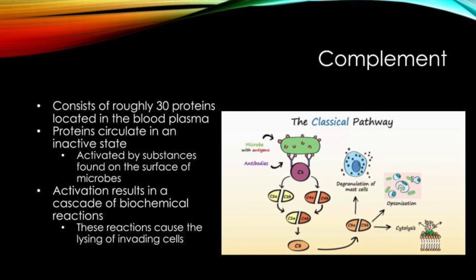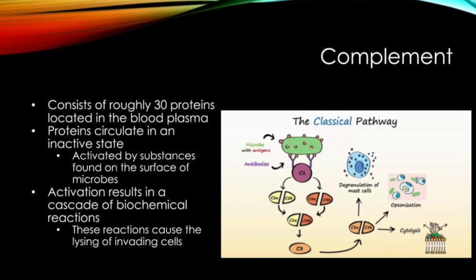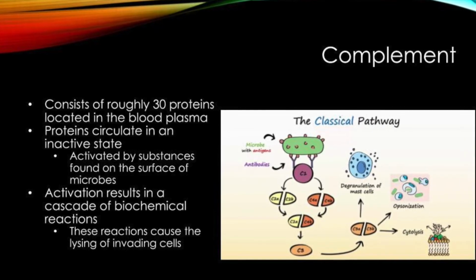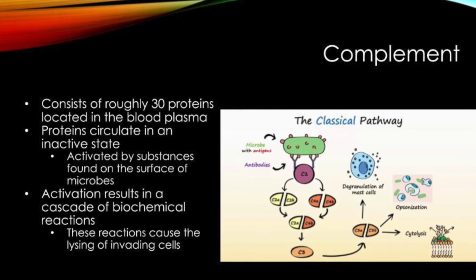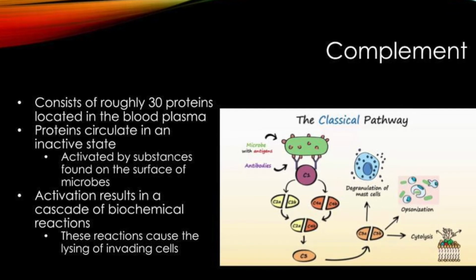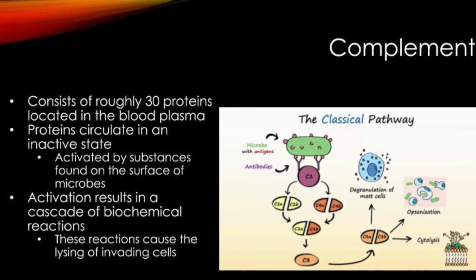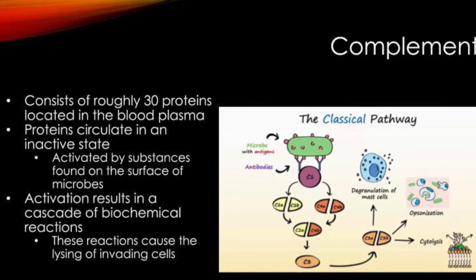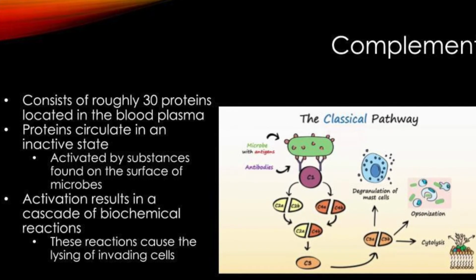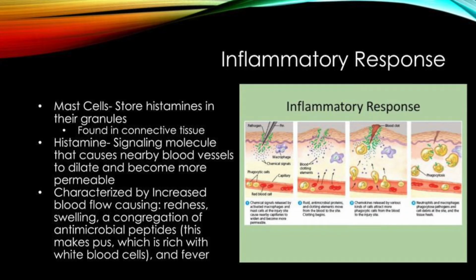Complement proteins. Complement proteins consist of roughly 30 proteins located in the blood plasma. They circulate in an inactive state, activated by substances found on the surfaces of microbes. Activation results in a cascade of biochemical reactions. These reactions cause the lysing of individual cells.